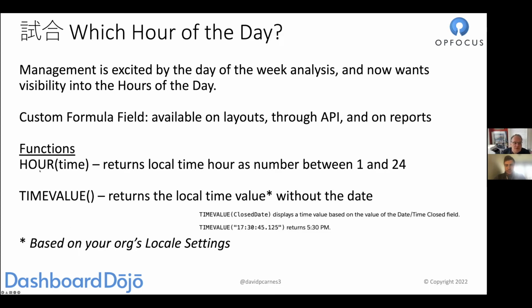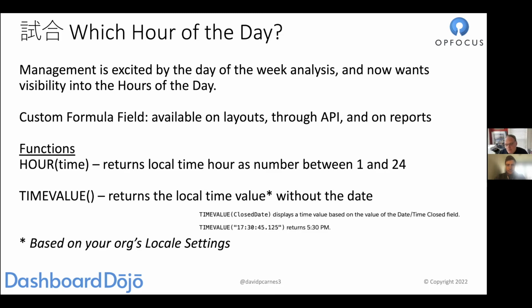For this one, we're going to use a function called hour. This returns the local time hour as a number between 1 and 24. We're also going to use something called time value, which returns the local time value without the date. Now this data has a problem because of the way it was loaded. So I've created a few cases so I can actually see the real hours. But it's sort of maddening figuring it out.